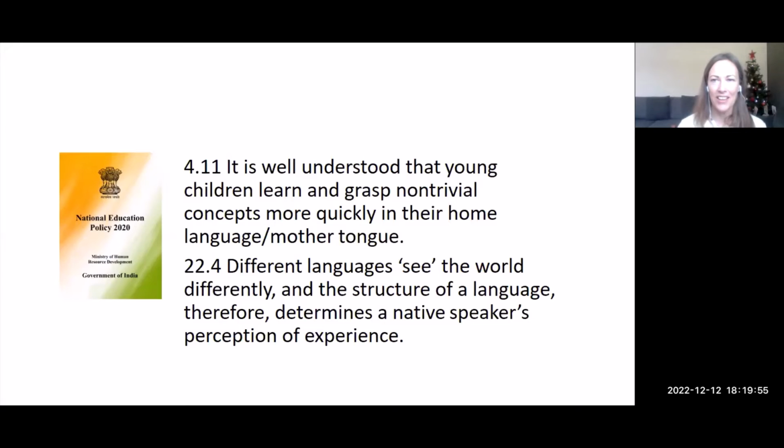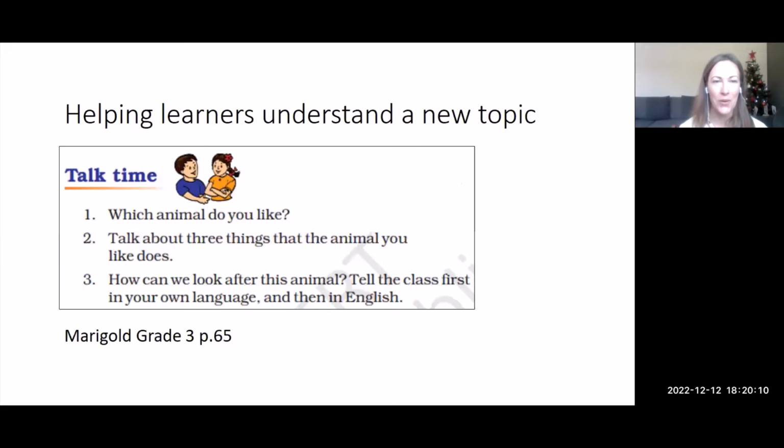Imagine you're moving on to a new topic in your course book. The new topic is animals this time. And look at this lovely activity from one of your course books that Isabel and I found. So here it's a speaking activity. The children need to think about the animals that they like. They talk about things the animal does and how we look after the animal. And this is the key point. Tell the class first in your own language and then in English.